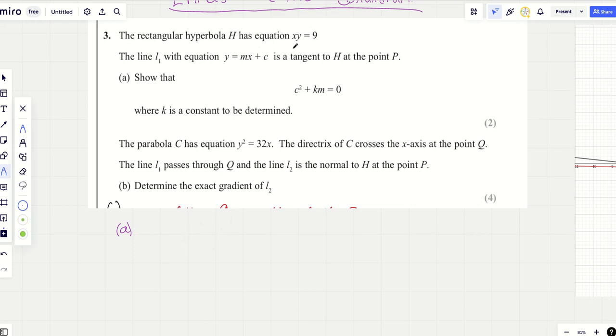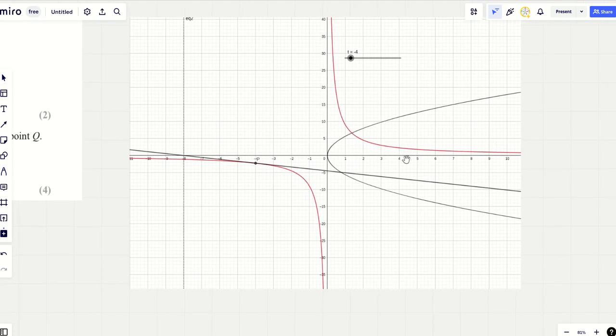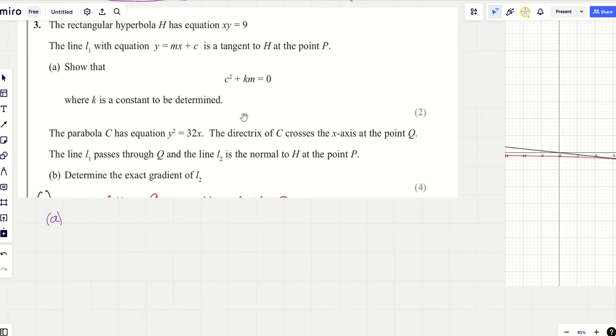So we have a hyperbola, xy equals 9. Remember, that's basically like a y equals 1 over x curve. I've got it here. Here, the y equals 1 over x curve, except it's y equals 9 over x, and that stretches it in the y direction by a factor of 9. So that's this one here. I've drawn everything actually for part B. So we've got something like that going on.